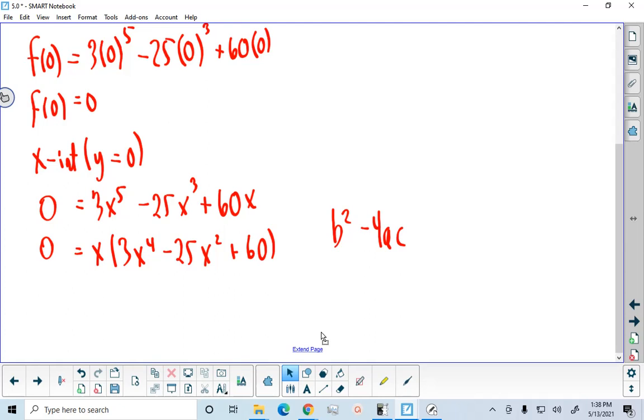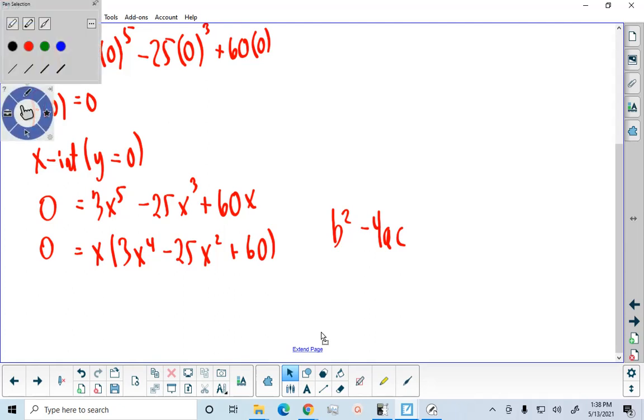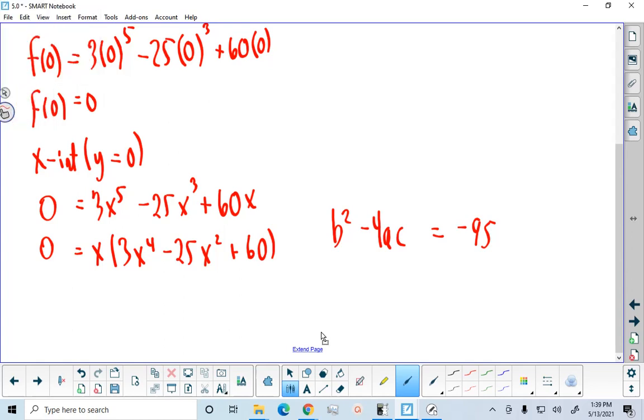Okay, what does that tell us? If b squared minus 4ac is negative 95, it tells us two things. Let's be very careful here. Since b squared minus 4ac is not a perfect square, that quadratic is not factorable. But going even further, since b squared minus 4ac is negative, that thing has no zeros.